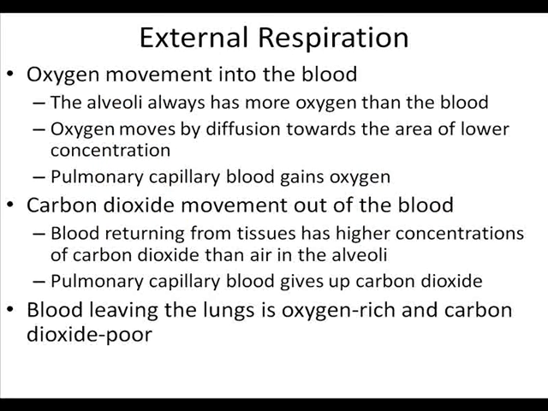Now, oxygen: the alveoli always have more oxygen in them than the blood does. So there's this concentration gradient where the atmosphere has quite a bit of oxygen, but your body is using up oxygen, so there isn't as much there. So oxygen will diffuse out of the alveoli into the blood, so that the blood has more oxygen.